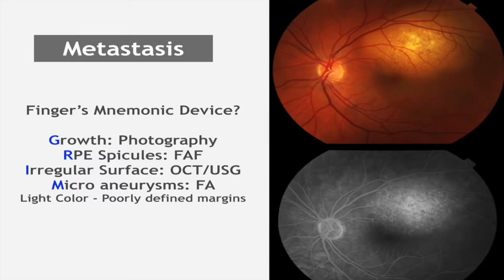So in terms of metastasis, the mnemonic would be GRIM. Growth, best seen by comparative photography. RPE spicules, best seen by fundus autofluorescent imaging. Irregular surface, best seen by OCT or ultrasound if it's large enough. And microaneurysms, best seen on fluorescein angiography. The light color and poorly defined margins are also helpful.